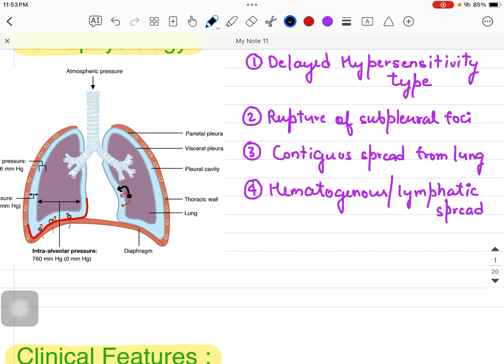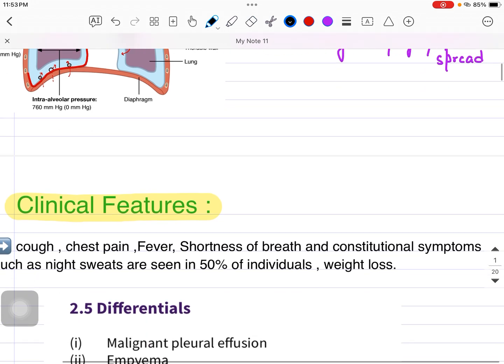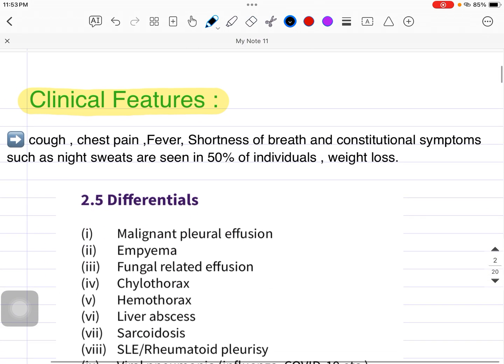Pleural TB, we'll know about the diagnostic algorithm later, but we need to tap the fluid, and if it suggests pleural tuberculosis, then we can say that, right. About the clinical features, guys. What about the clinical features?